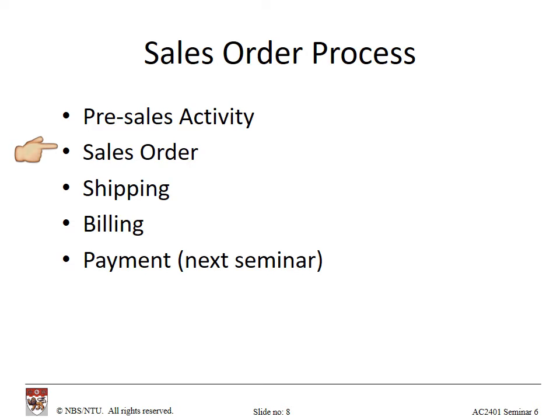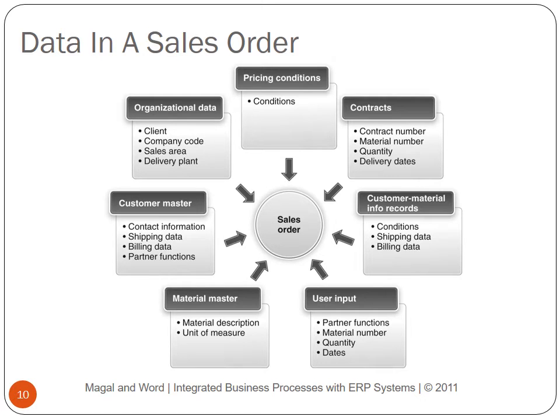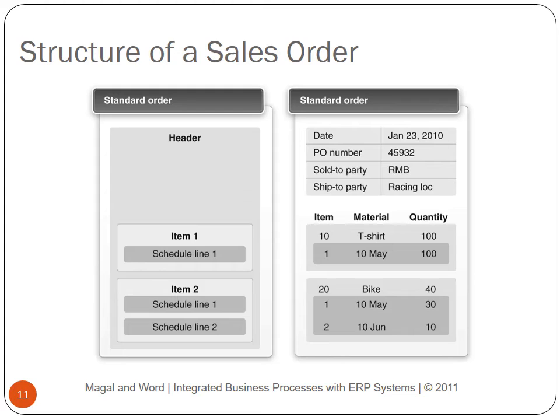Next, the sales order. The trigger for the sales order can be a purchase order from a customer, an existing contract with the customer, or a quotation. The sales order contains information like details of the customer, material quantity and price, and shipping and billing information. This figure displays the data contained in a typical sales order. This is the general structure of a sales order.